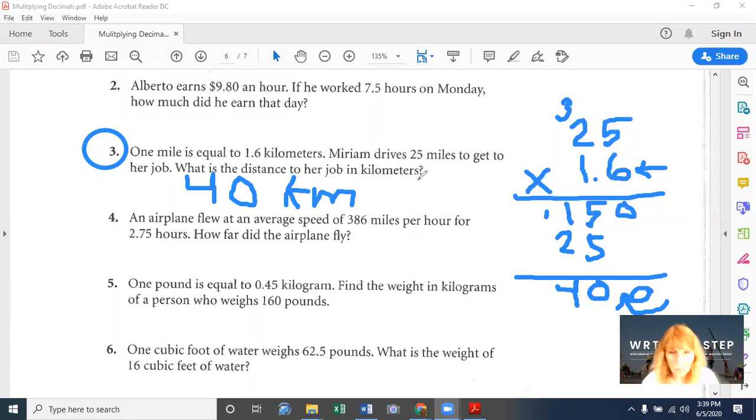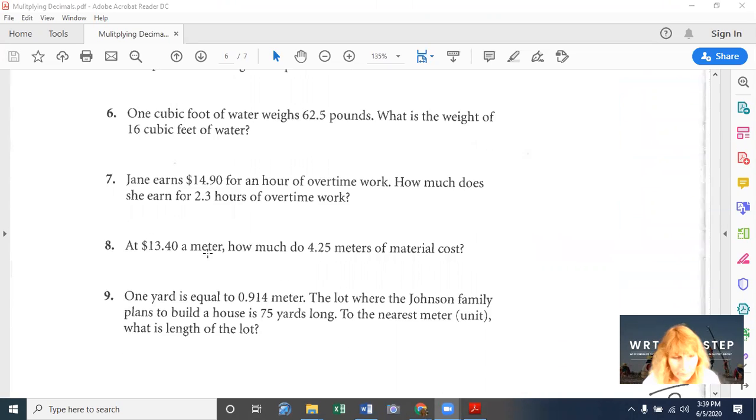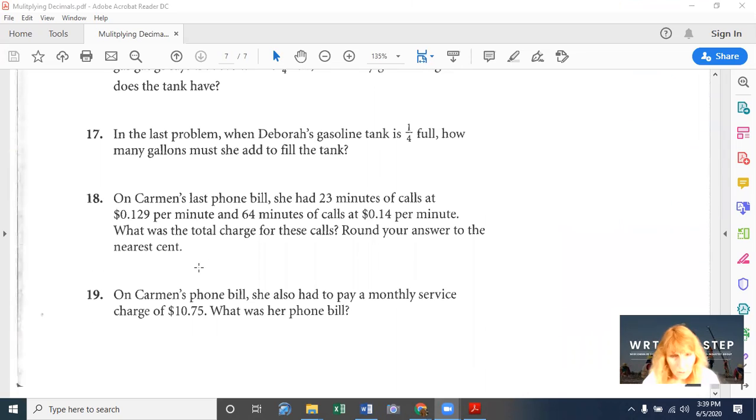Okay, we'll try one more. Let's clear some of these. Let's scroll down toward the end. Number 18. Sometimes you have to do a couple of operations on a word problem, so you have to kind of sort through it to make sure you know what it's asking you.